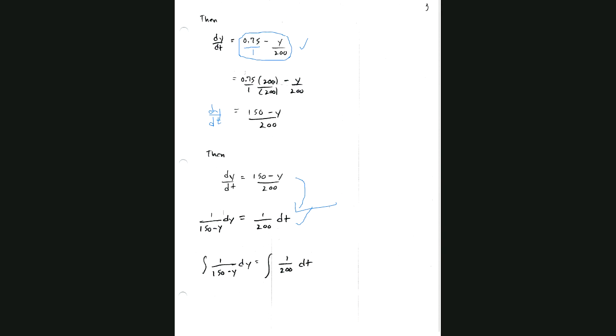Definitely not integration by parts, right? Substitution. That's right, Robin. We're going to do a substitution. What should we let u equal? That's right, Marvelous and John, 150 minus y. So we'll let u equal 150 minus y. Then dy is negative du, and we arrive right here.